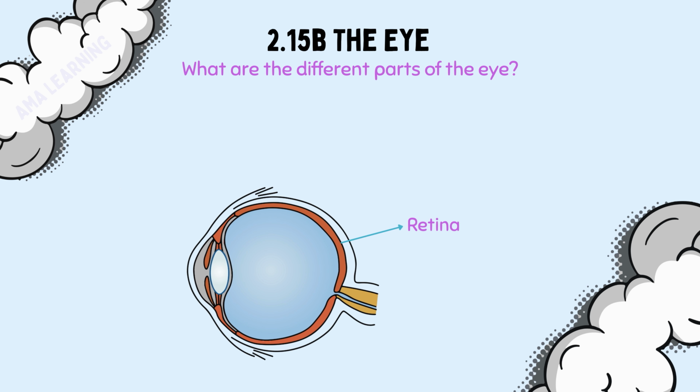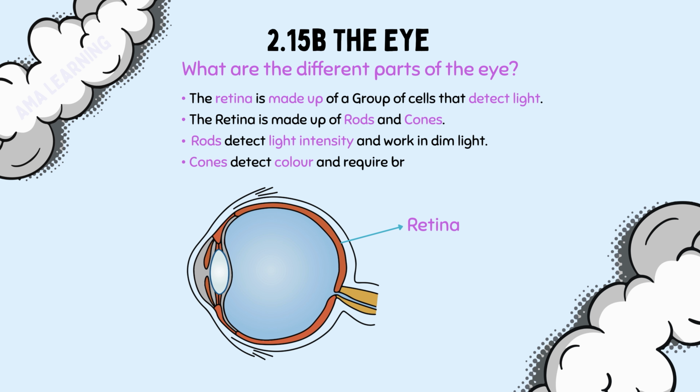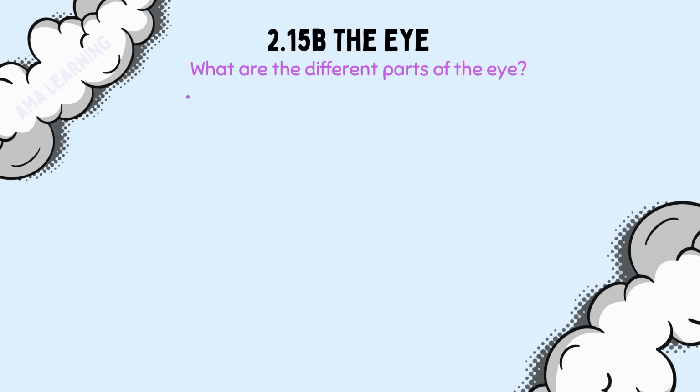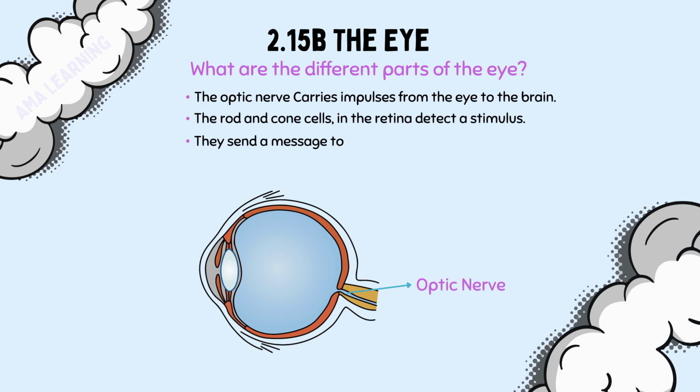This is the retina. The retina is made up of a group of cells that detect light. The retina is made up of rods and cones. Rods detect light intensity and work in dim light, while cones detect color and require bright light. The optic nerve carries impulses from the eye to the brain. After the rod and cone cells in the retina detect a stimulus, in this case light, they send a message to the CNS through the sensory neuron. In this case, the sensory neuron is the optic nerve.